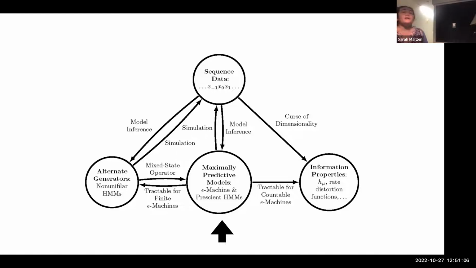And better yet, for the experiments I'm going to show you, if you know what you used to generate the stimulus, you can go straight from the machine to the predictive information curves. You don't need to think about the sequence data at all. You don't need to generate it. You don't need to encounter the curse of dimensionality. You can just get the predictive information curves.